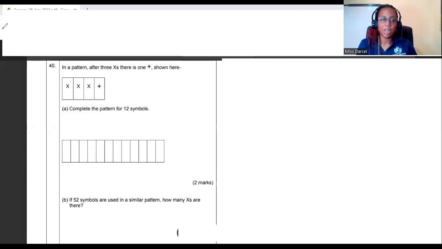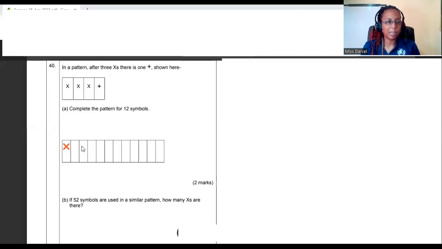All right, so let's check out this section 3 question. In a pattern, after 3 x's, there is 1 plus, shown here. Complete the pattern for 12 symbols. All right, so we just fill in the blanks, right? Pretty simple. So let's go.